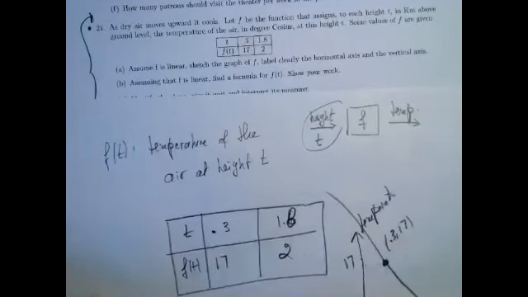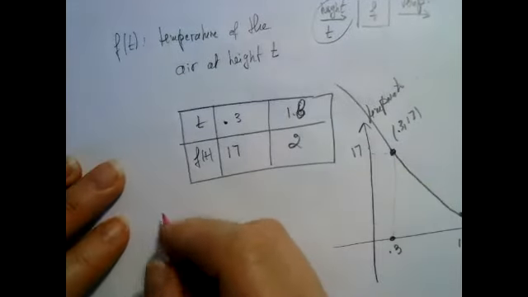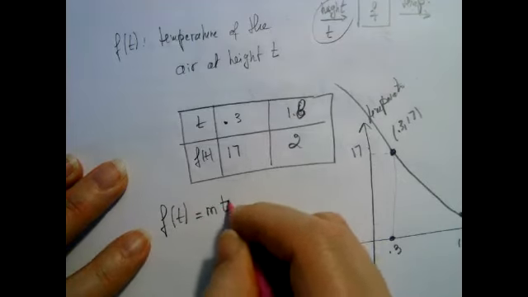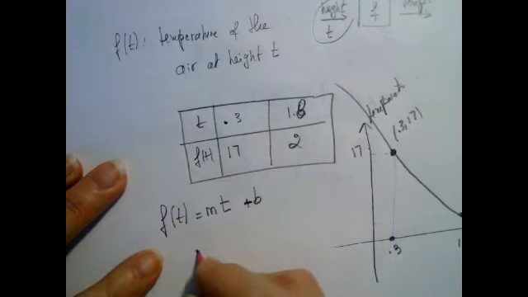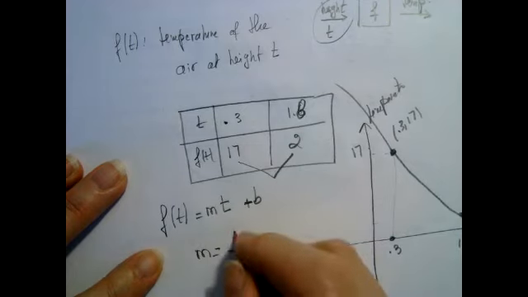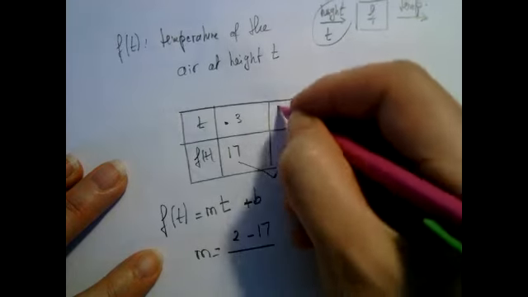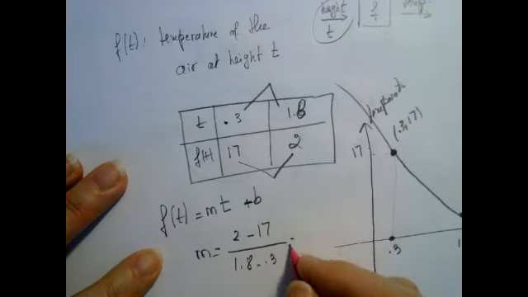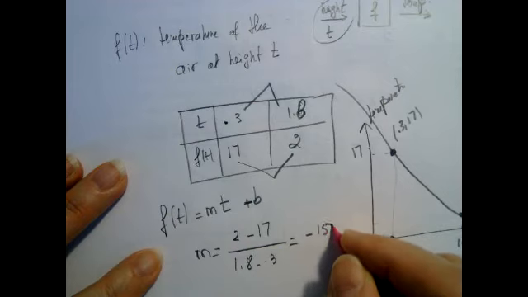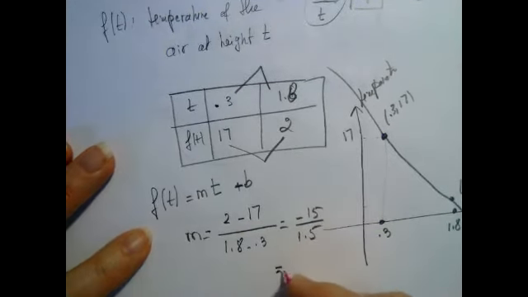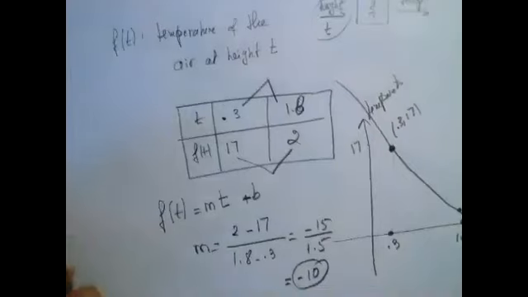Now assume f is linear, find a formula. Okay, finding a formula means finding the rule so that if you know the input, you know the output. So that's mt plus b. The slope is always the change in the y's, 2 minus 17, over the change in t. So that's minus 15 over 1.5. This is going to give me minus 10.